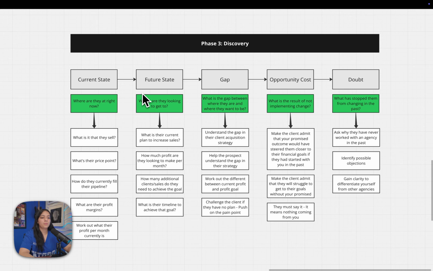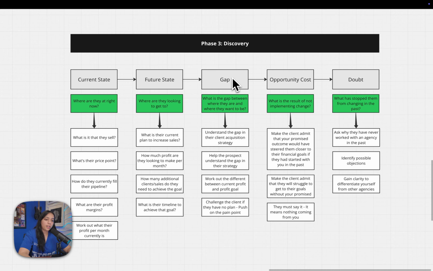And then once you ask them questions about where they're looking to get to, you want to understand how they want their business to operate. What would their ideal customer experience look like? How much time are they trying to save per week? And what processes are they dreaming of that they wish were automated? What's their timeline, etc. Then you move on to the gap phase.